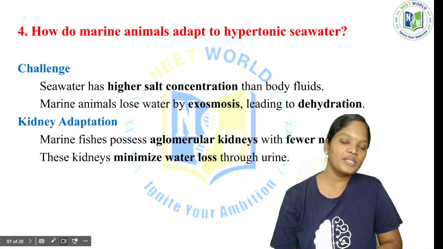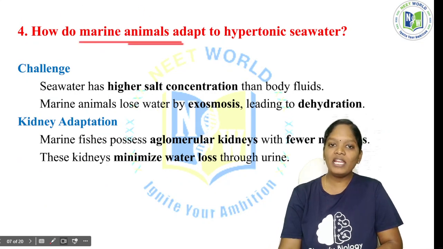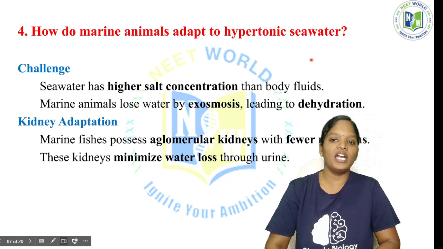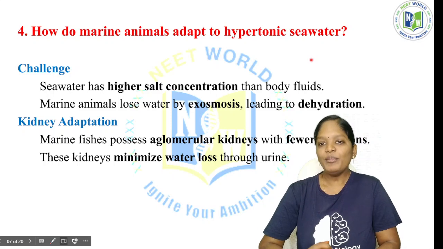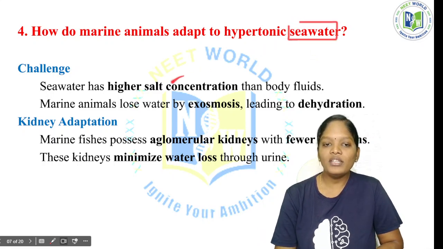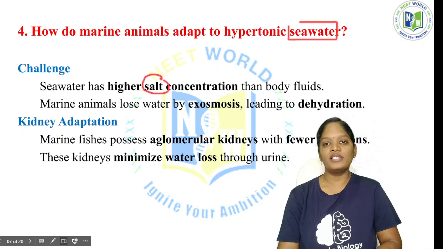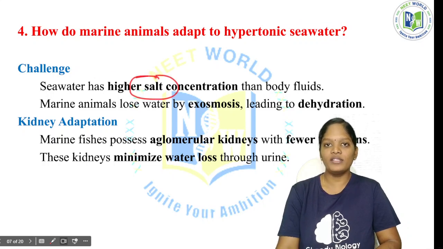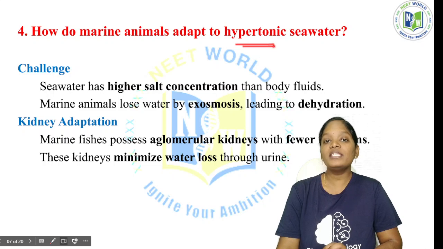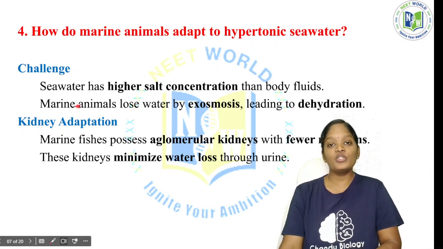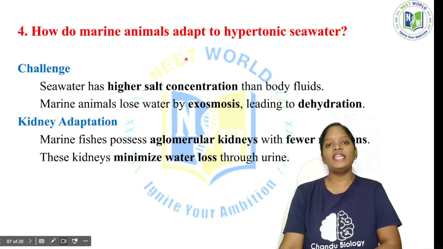Now the next question: how do marine animals adapt to hypertonic seawater? What is meant by hypertonic? Seawater always has a higher salt concentration. We know that when compared to our body fluids, seawater has the higher salt concentration. Higher salt concentration is called hypertonic.